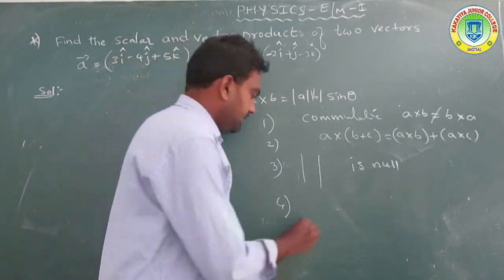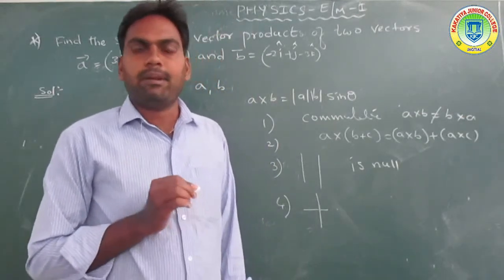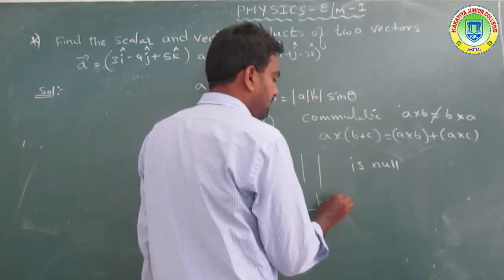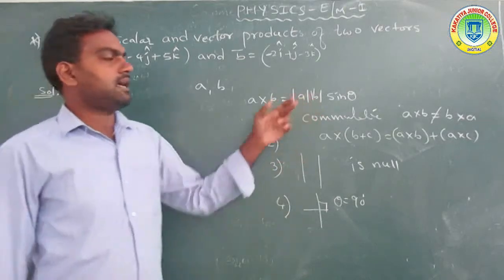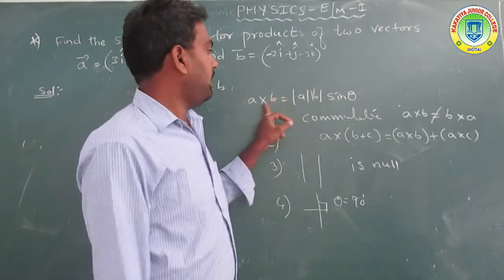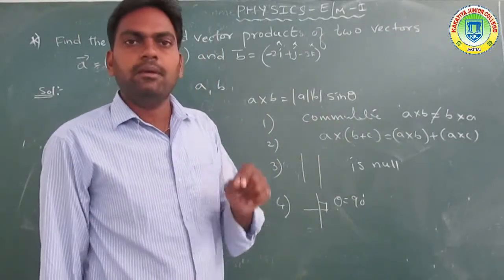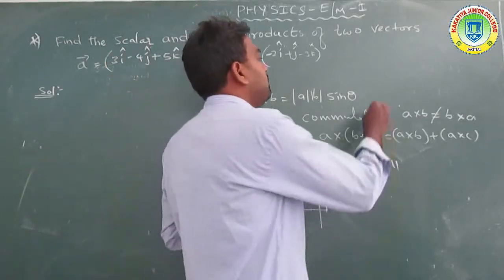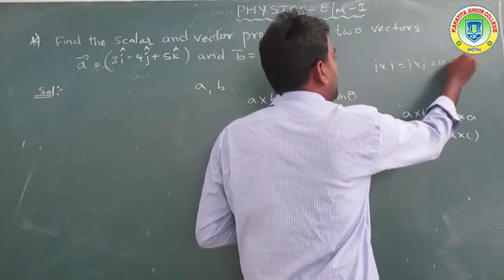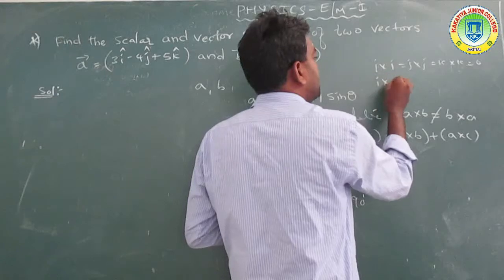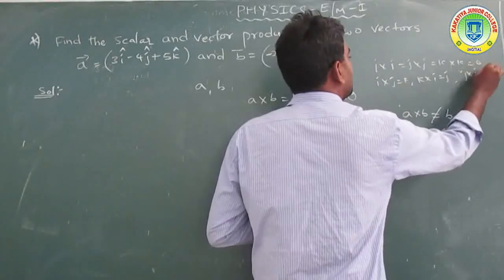Another property: the cross product between mutually perpendicular vectors, where theta is 90 degrees. Sin 90 is equal to 1, so A cross B is equal to AB, which is the maximum. Another property: I cross I, J cross J and K cross K are equal to 0. I cross J is equal to K, J cross K is equal to I, and K cross I is equal to J.